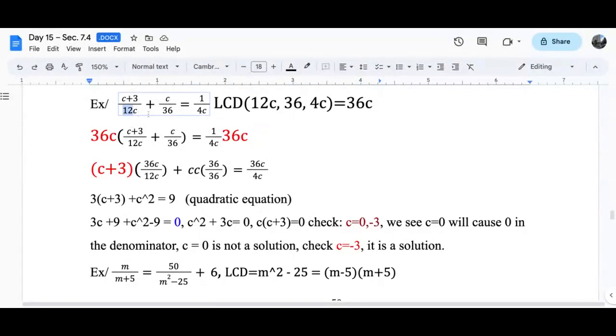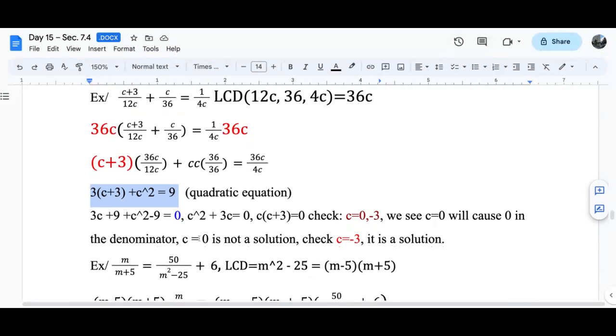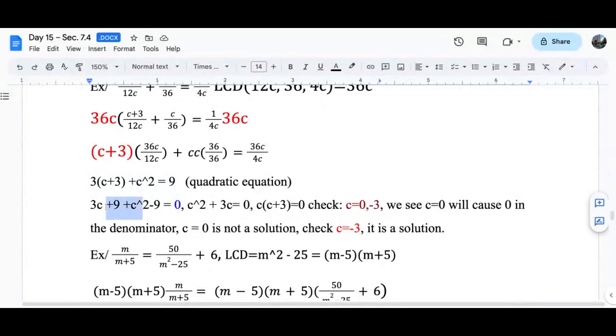Well, this one will have 12c in the denominator, 36, 4c in the denominator. Again, we want to figure out the LCD. And in this case, it's 36c. We multiply 36c on both sides. That simplifies it to a quadratic equation. Then we check to see if it's factorable. Oh, we have plus 9 minus 9, that becomes 0. So we factor out c to get two solutions, c equals 0 and negative 3.